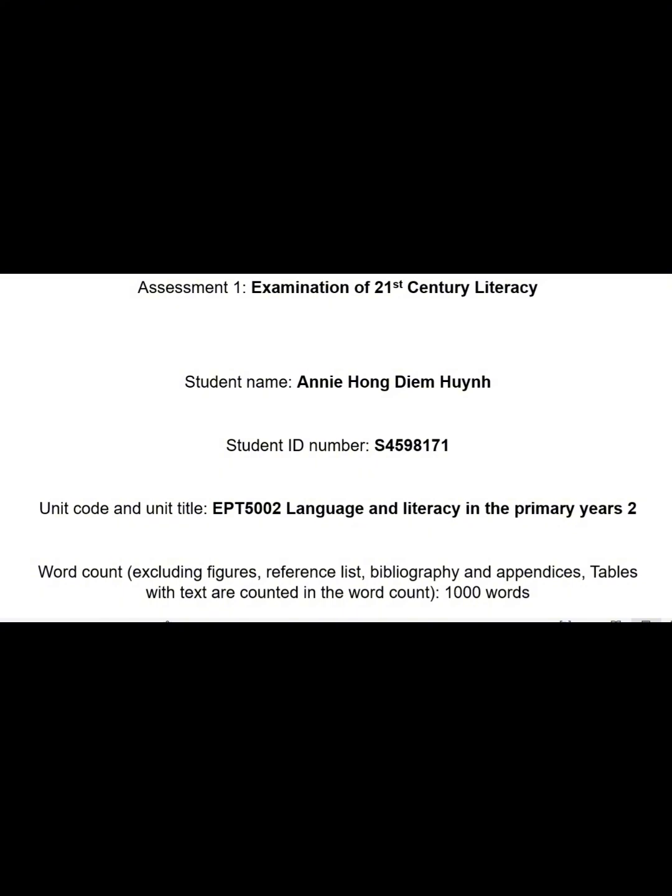Vygotsky's sociocultural theory study shows that social and cultural interactions influence cognitive development. Here, people learn from more knowledgeable individuals. The learning of literacy is through social and cultural experiences. Year 3 students engage in reading and writing, which is a construction of social relationship.